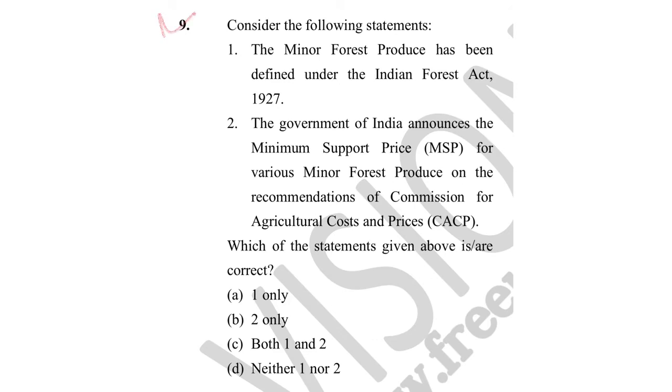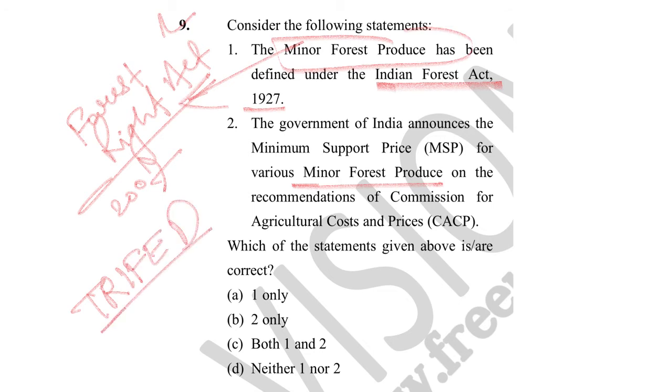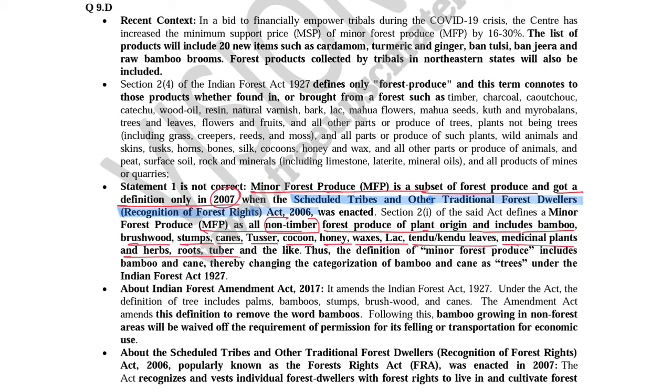Question number 9. 1. The minor forest produce has been defined under the Indian Forest Act 1927? No. It has been defined under Forest Rights Act, which was brought in 2007. 2. The Government of India announces the minimum support price for the various minor forest produce on the recommendation of the Commission for Agricultural Costs and Prices. No. TRIFED recommends to the Cabinet Committee on Economic Affairs. So both statements are incorrect. D will be the answer, neither 1 nor 2.